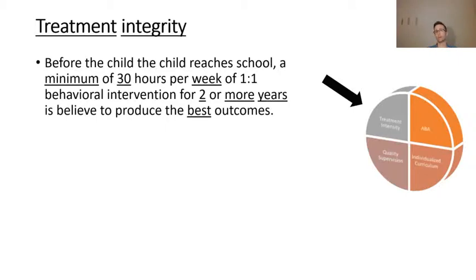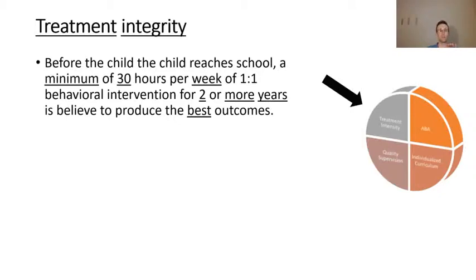will result from 40 hours per week. Okay, some folks are going to object to that and say 40 hours is too much. Well, what we're going to go with, based on your assigned reading, is that before the child reaches school, a minimum of 30 hours per week of one-on-one behavioral intervention for 2 or more years is believed to produce the best outcomes. (There was a typo on the slide there.)